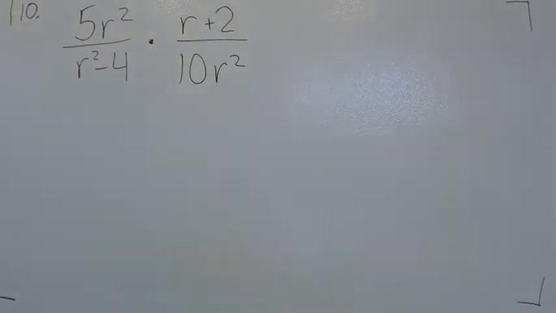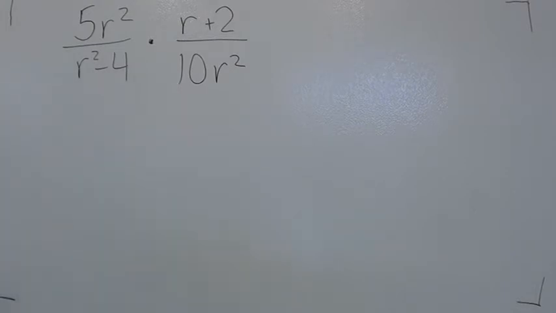Alright, so this first one, number 10, is definitely one that I want to go over, so we'll start there. You have 5r squared over r squared minus 4 times r plus 2 over 10r squared. Basically, you're going to have to reduce this and simplify it is the end goal.